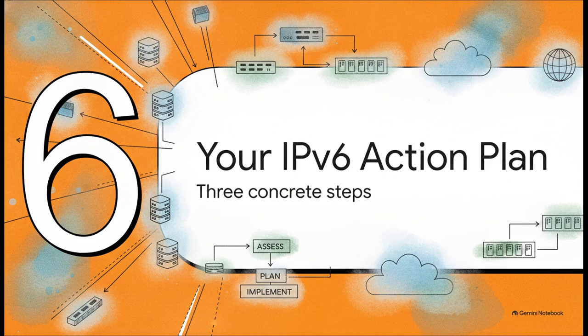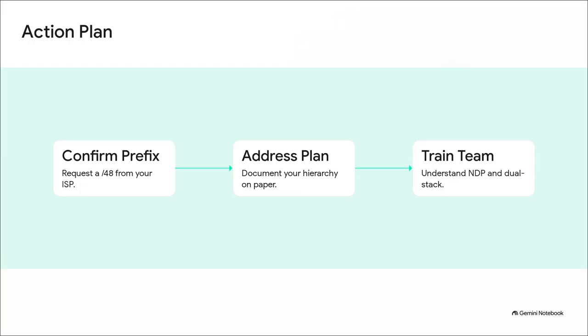Section 6. Your IPv6 action plan. Let's get practical. Here is your concrete 3-step roadmap to take back to the office today. Step 1. Get on the phone with your ISP and confirm your IPv6 prefix delegation. You need to explicitly request a /48 allocation for your organization. The experts over at Virtualization Options LLC are crystal clear on this. Never, ever accept a /60. You will absolutely regret the lack of subnetting flexibility down the road.